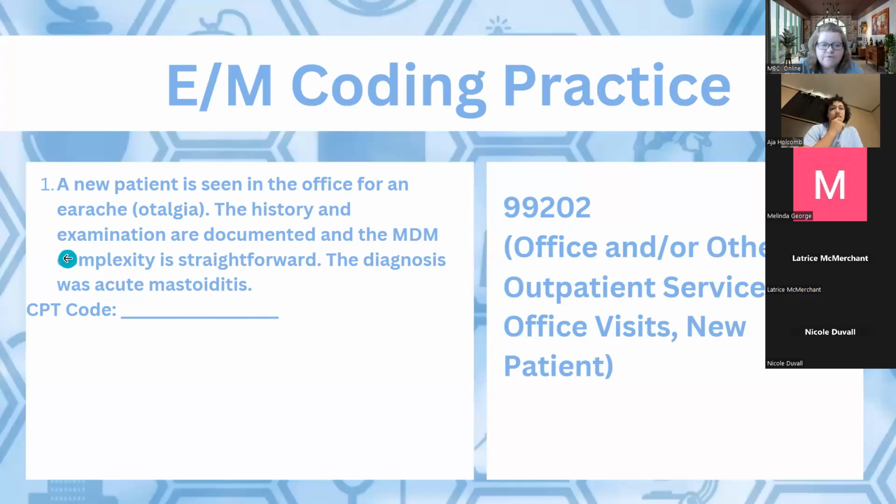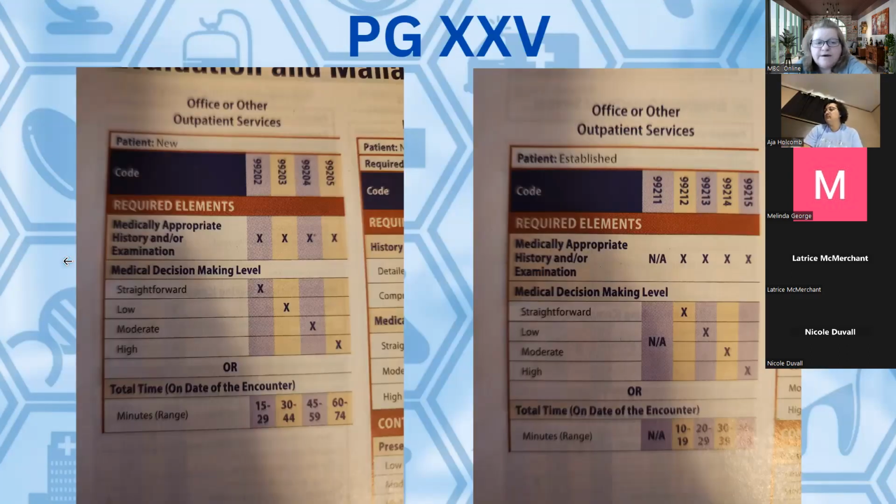I'm going to hop back real quick. 99202 is this first column. Medically appropriate history and examination, check. Straightforward complexity, check. So we're using 99202. Not that difficult, right? Not as hard as it seems. You just kind of have to break it on down.